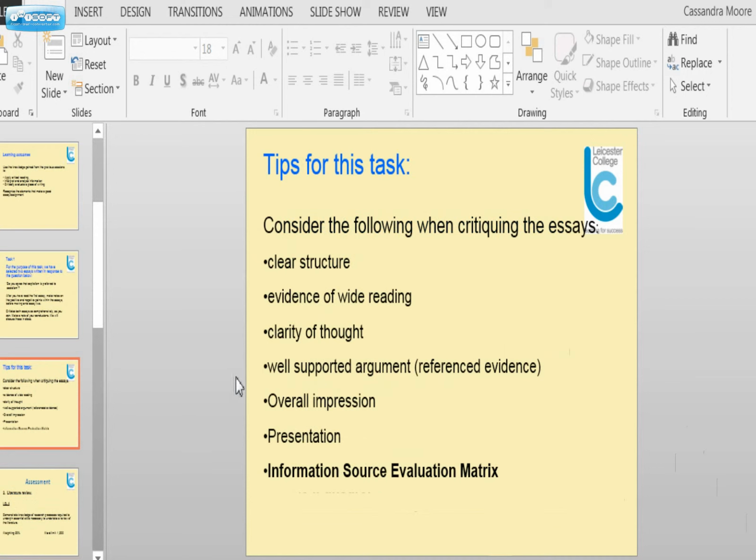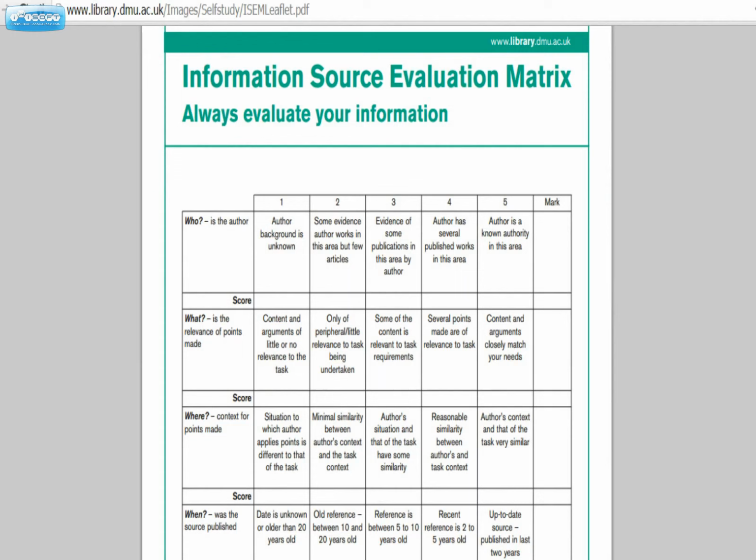Just before you do this, just some points to consider. Think of these overall points when you're reading the essay, and also have a look at something called the Information Source Evaluation Matrix, which looks like this. This can be found in the study skills area of Moodle, or there's a link to this on the left hand side of this video. This is mainly used for assessing sources, but we can also use it when looking at some work as well.